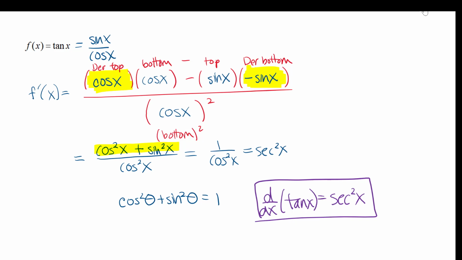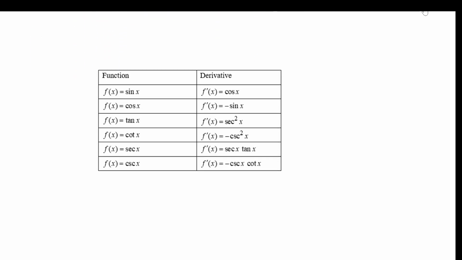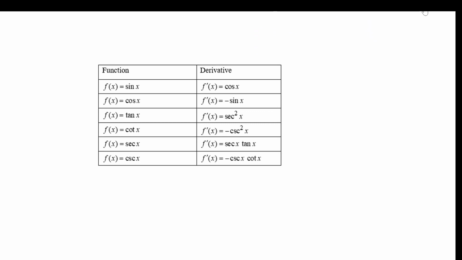The other 3 essentially work pretty much the same way. You can rewrite cotangent as cosine over sine. You can rewrite secant as 1 over cosine, and cosecant as 1 over sine, and then just apply the quotient rule to that. All right, and so when you get done with all of that, you end up with some derivatives here. So you want to make sure that you memorize these that are in this chart. Flashcards are a good idea, or just make a chart like this and then fold it in half and practice writing the derivative of each function.